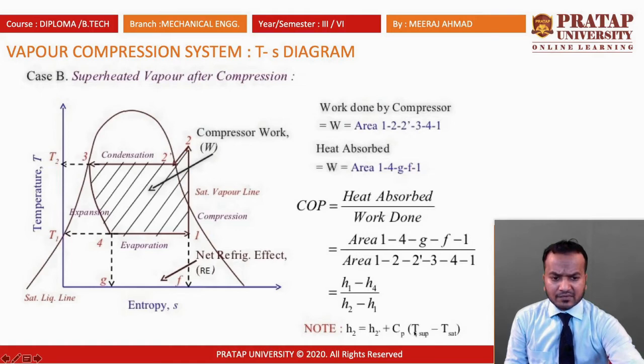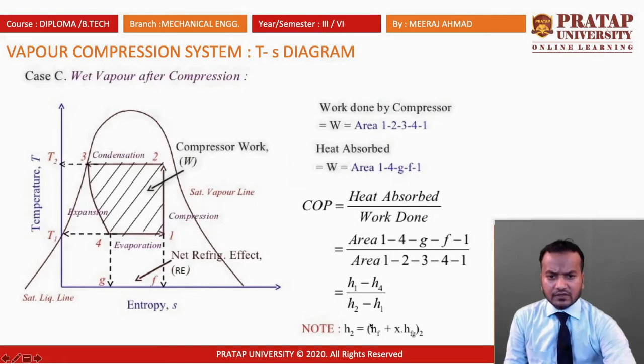This is the superheated temperature minus the saturated temperature. We got the value of enthalpy at point 2. So this case is very important, because we have to write the formula of S2 like that. Then move to the next, vapor after compression.